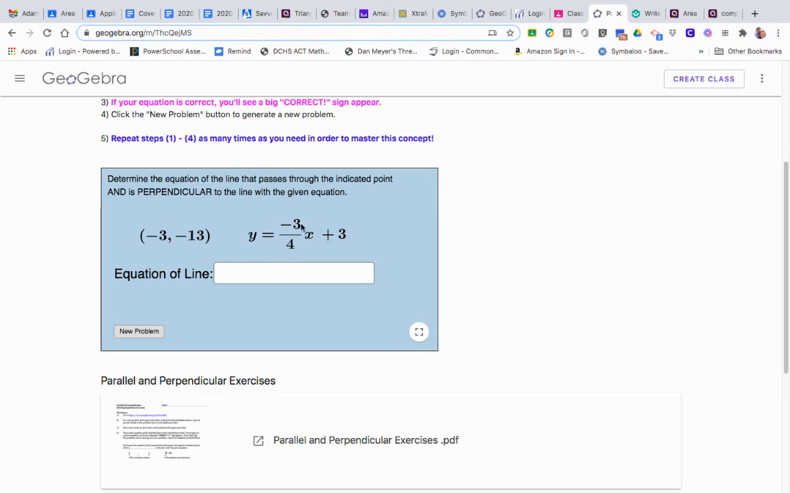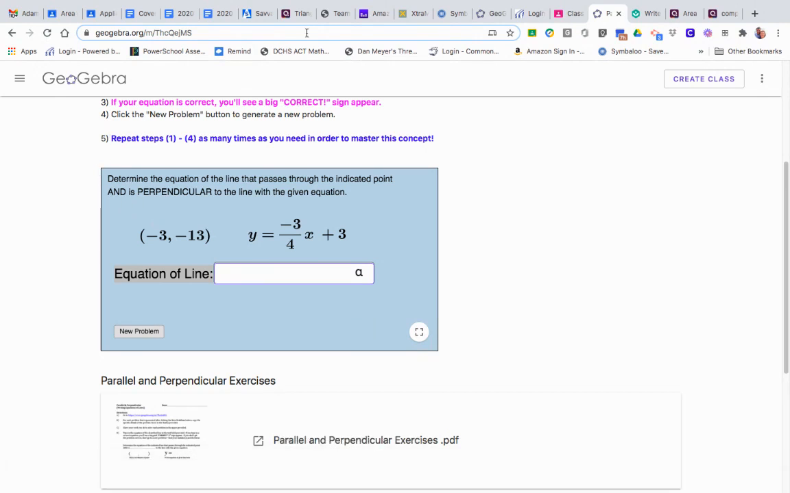I'm going to flip that and change the sign. So I know that it's going to start with y equals, I'm going to flip that, that's 4/3, change that negative to positive. So I know it's going to start with that. And then I use my point slope to find out what the rest of it is, the b.